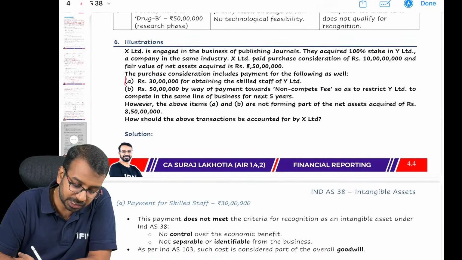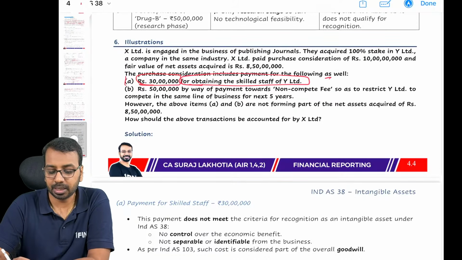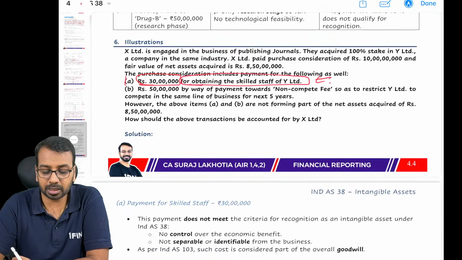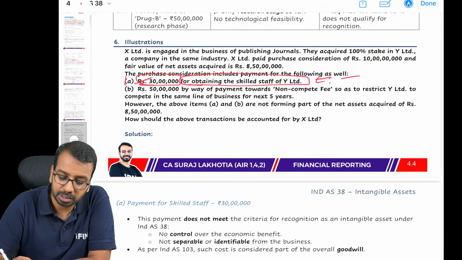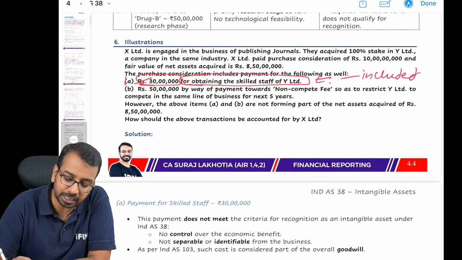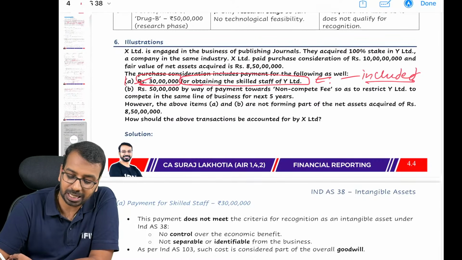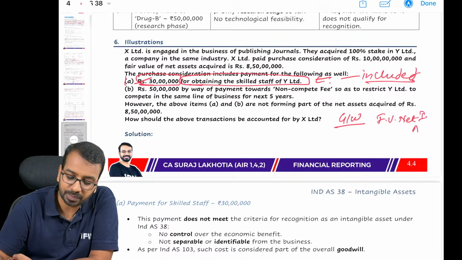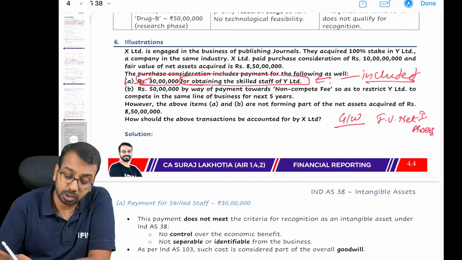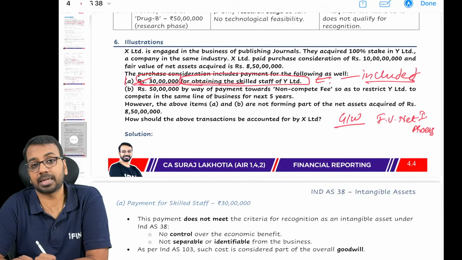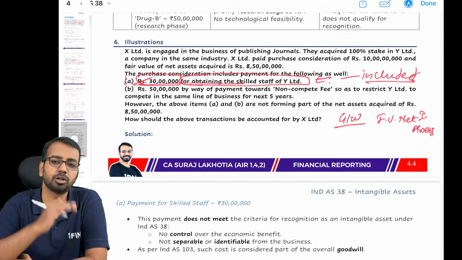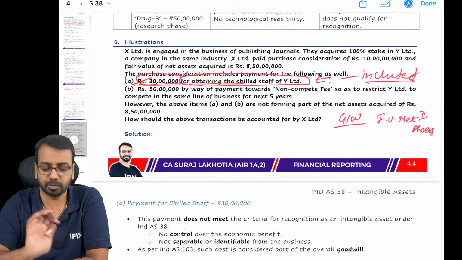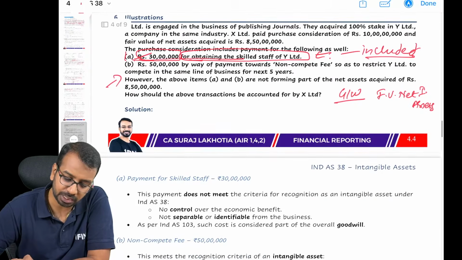Then here some questions have, they paid 30 lakhs for obtaining skilled staff of Y Limited. Always remember, staff I cannot control, so I cannot capitalize this. Sir, where will this amount go? This will be included in goodwill automatically. So as per Ind AS 103, when we have goodwill calculation, what do we take? We take fair value of identifiable net assets. This staff is not an identifiable net asset. So anything you pay towards that actually sits into goodwill calculation. Okay. So that is one thing you have to keep in mind.